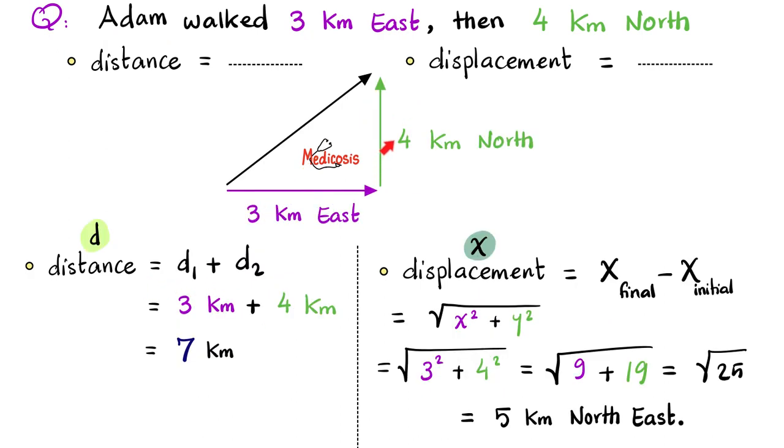Distance, 3 kilometers plus 4 kilometers is 7 kilometers. But displacement, now I want this. And this is the difference between the initial point and the final point. Final minus initial. How much is that? This is Pythagoras, 5 kilometers northeast. Easy peasy, lemon squeezy, medicosis schmeezy.